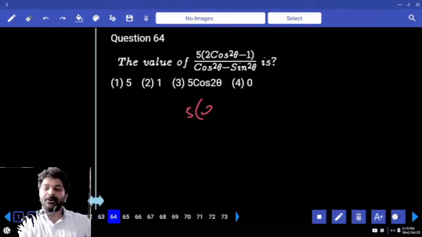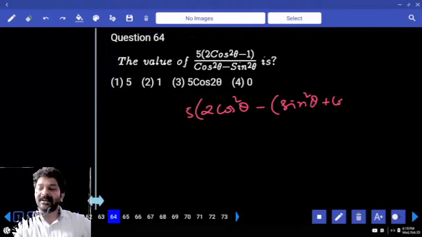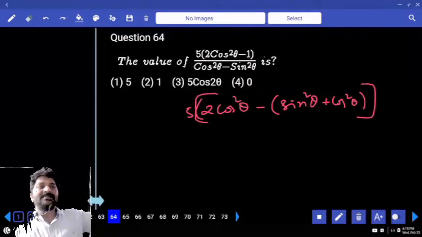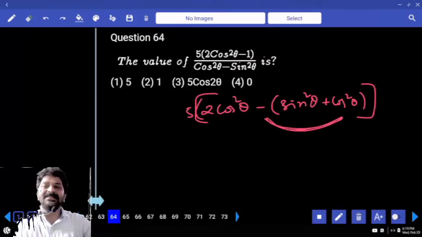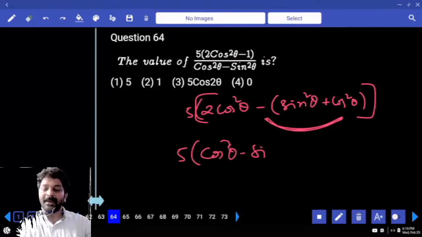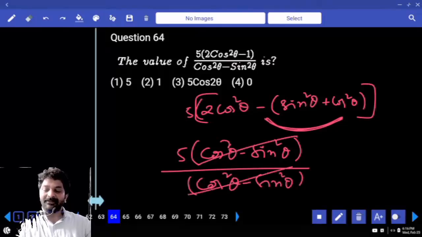So 5 times of 2 cos square theta, I don't touch this, minus 1. 1 can be written as sin square theta plus cos square theta. Agreed? Right. Now, when you expand this, 2 cos square theta, and here you have minus cos square theta also, then it becomes cos square theta only. And what is left? Minus sin square theta. So your entire numerator becomes 5 times of cos square theta minus sin square theta, and denominator cos square theta minus sin square theta. Both get cancelled. Leftover number 5.